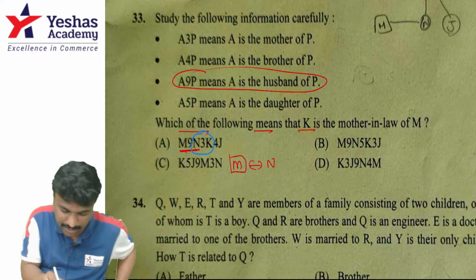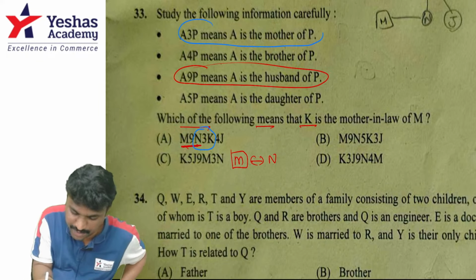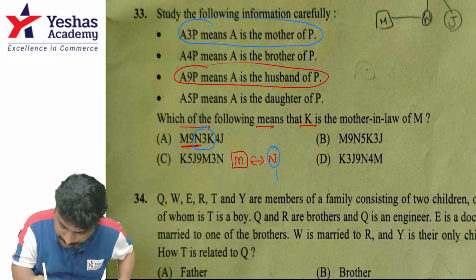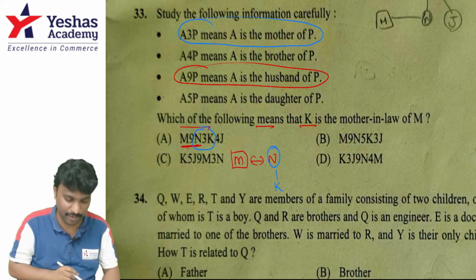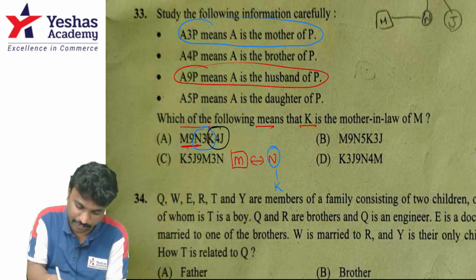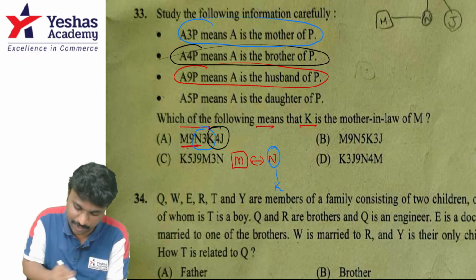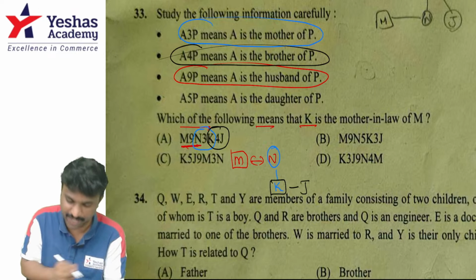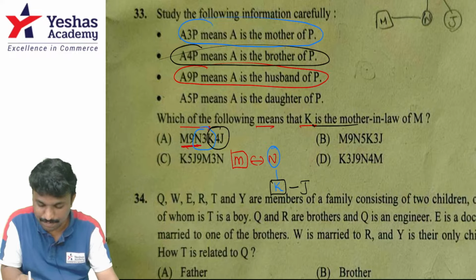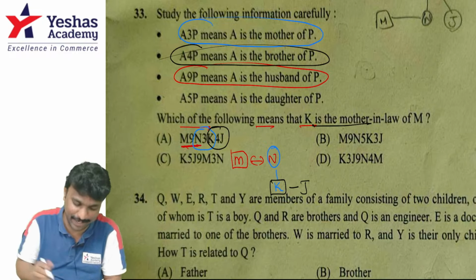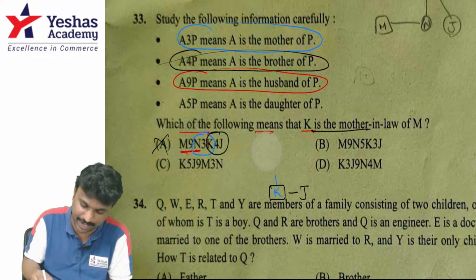N3K. So 3 in the first statement, the first person is the mother of second person. N is a mother of K. Done. Next, K4J. 4 in the second statement, K is a brother of J. That means K is the brother of J. Now they have said K is mother-in-law of M. K is a male. Male cannot be a mother-in-law. Therefore, option A is not the right answer.